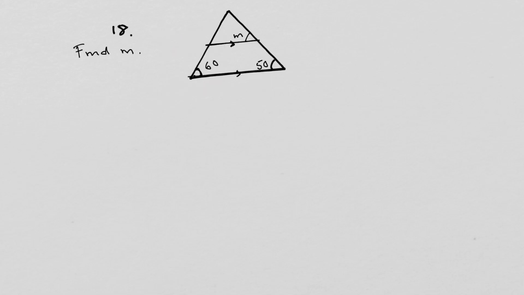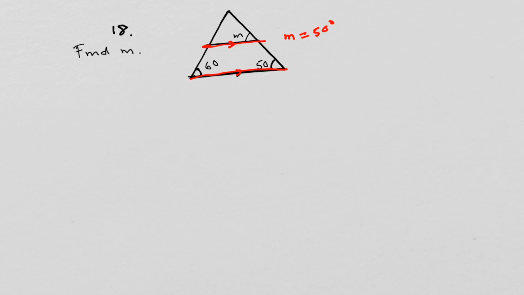Question 18. For this question, we are supposed to find m. This question is pretty straightforward. M will be 50 degrees. The reason is this. If you have a triangle and a line parallel to one of the sides, then the angles of the original triangle and the angles of the new triangle are the same.